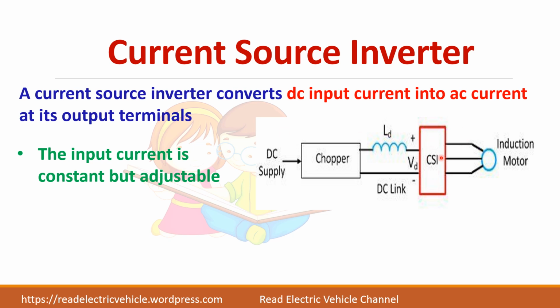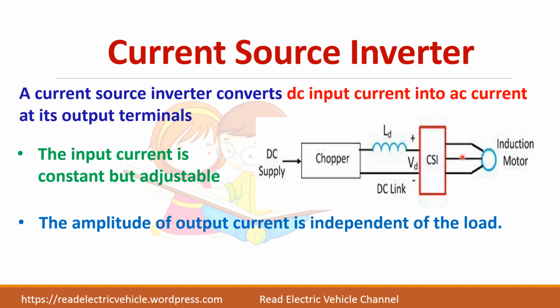If you take this diagram, this is a current source inverter. The input is coming through a chopper. So what is a chopper? It is basically a DC-DC converter whose output is controllable. So here you are getting a controllable DC input. This DC voltage is connected in series with a large inductance, so that this combination acts as a current source for this inverter. And the output is an AC one. The nature of the waveform of this output AC current will be independent of the load.